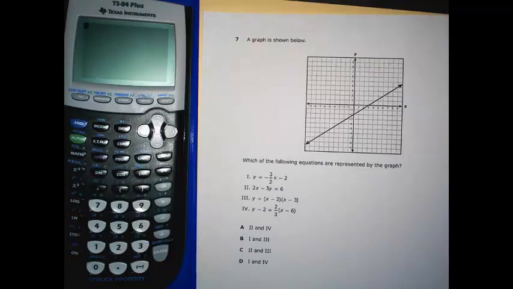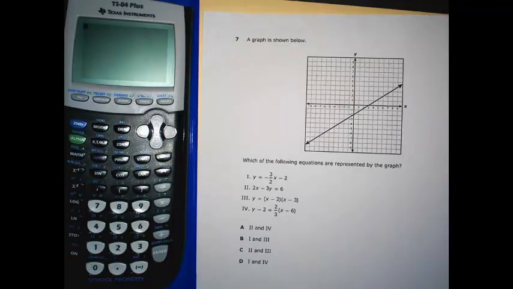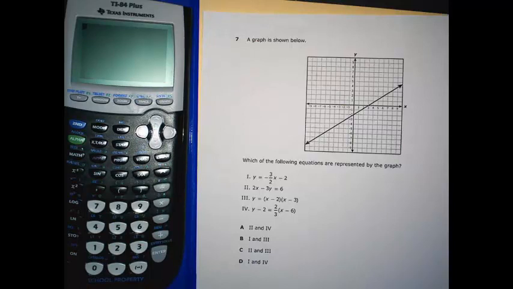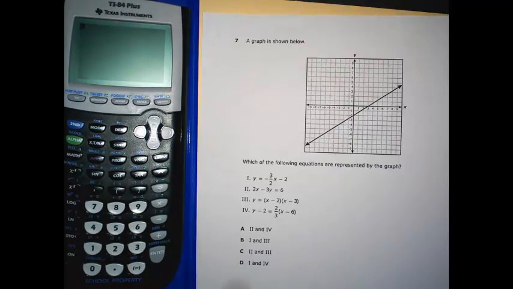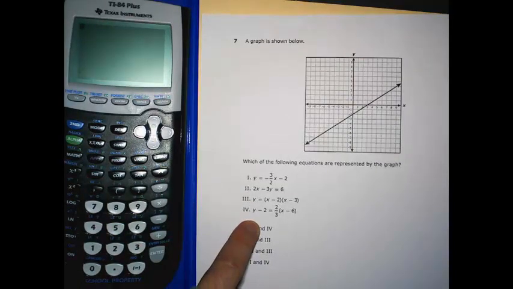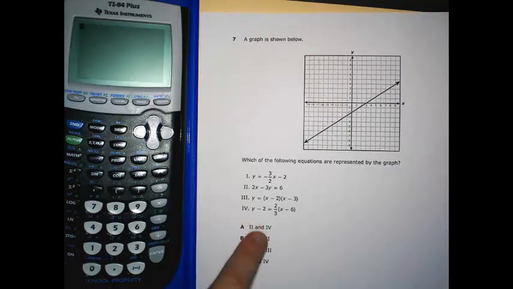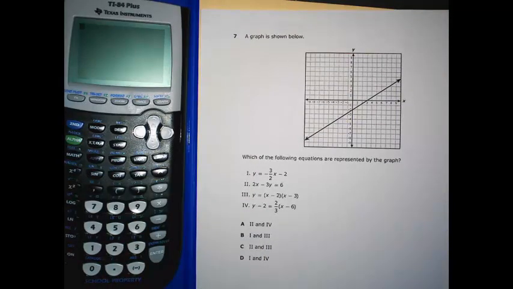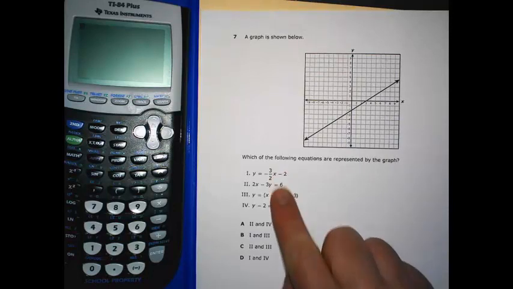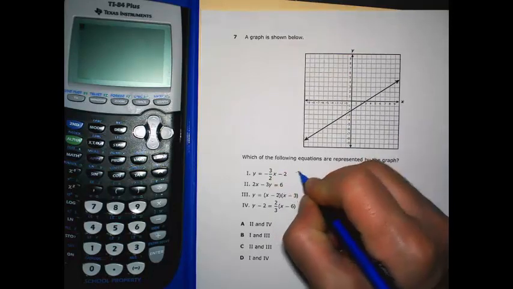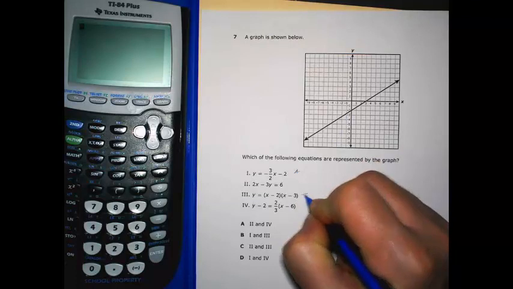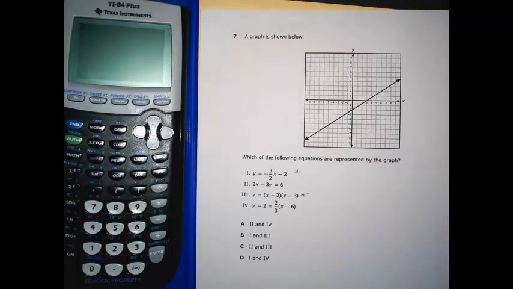Okay, now problem number 7. Problem number 7 says, which of the following equations are represented by the graph? And here they have 4 equations, and they are asking which two are the correct ones. Well, first thing I notice is there's 2 equations here that have the y alone. Okay, we always want to have the y alone when we're graphing lines.